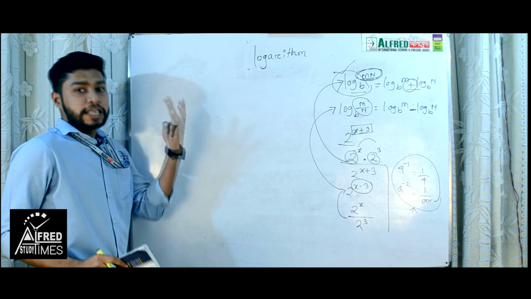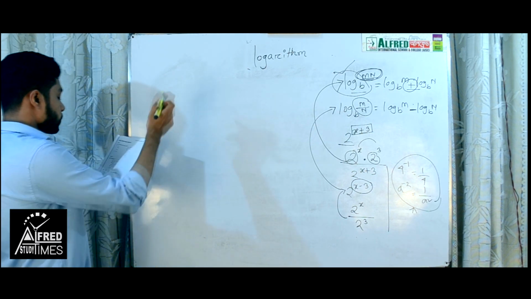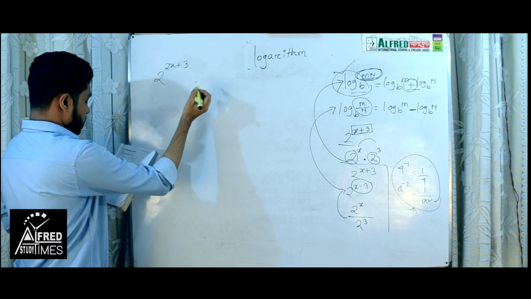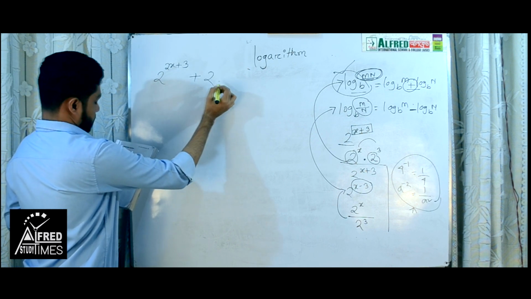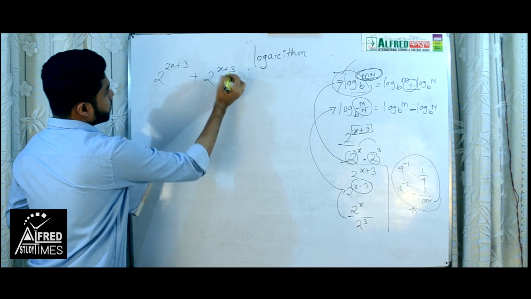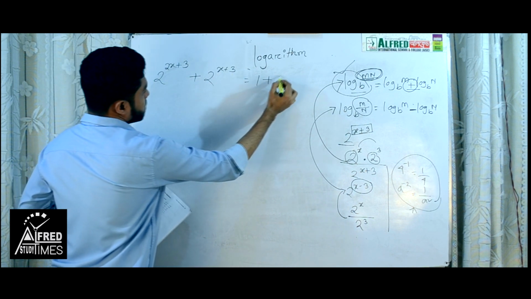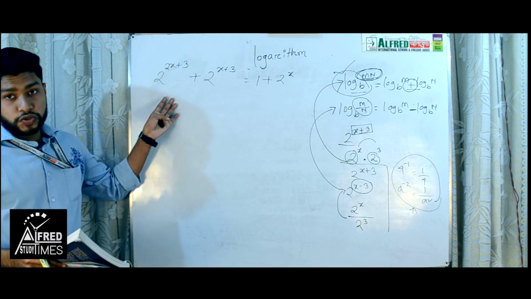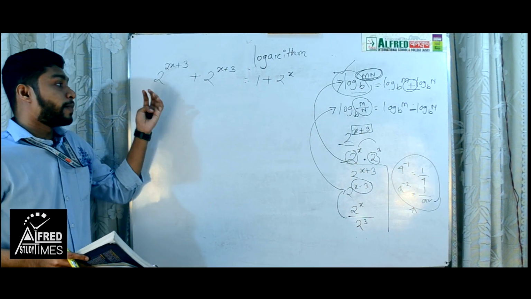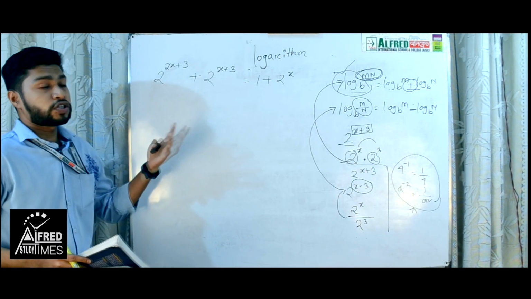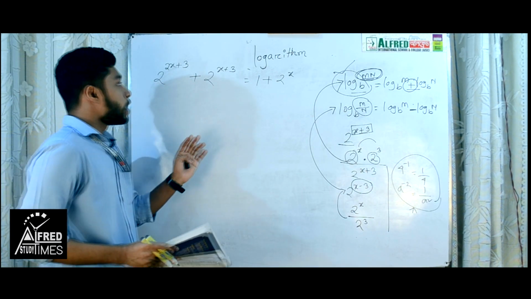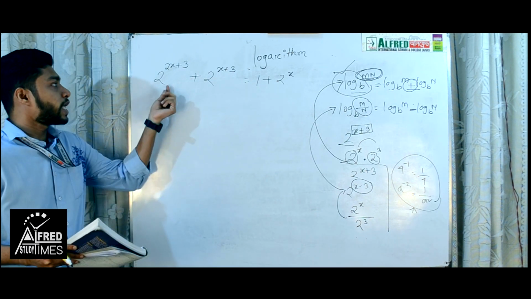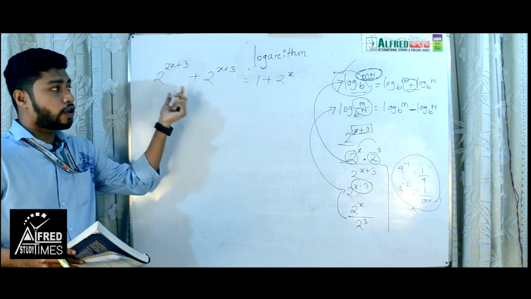Now I will go to my next math. It will be 2 to the power 2x plus 3, plus 2 to the power x plus 3, is equal to 1 plus 2 to the power x. This is my equation and we have to find the value of x. We can take it as a normal equation. X has some value. We have to identify the value in this logarithm math.